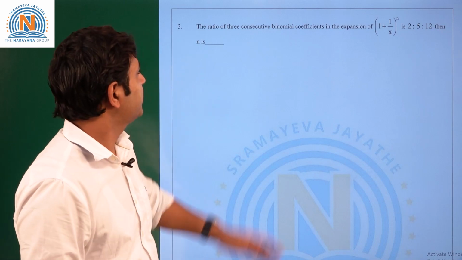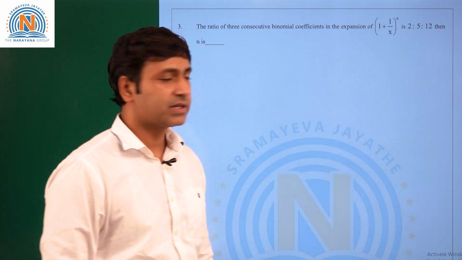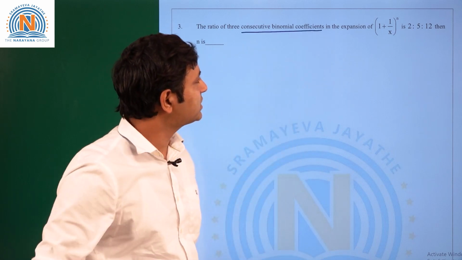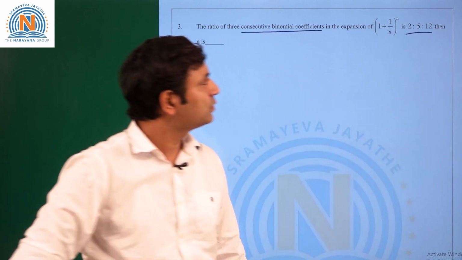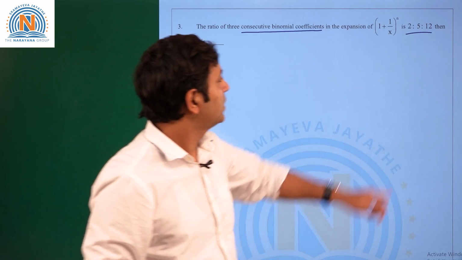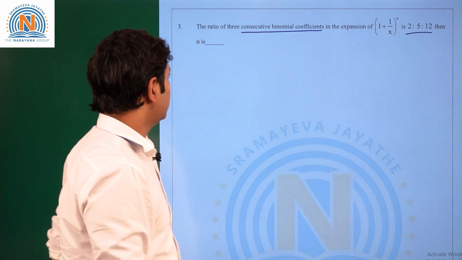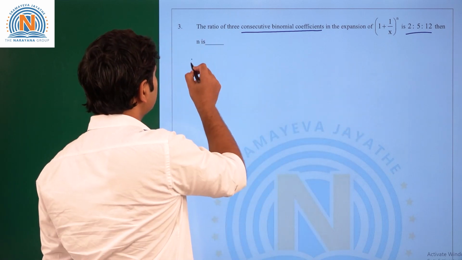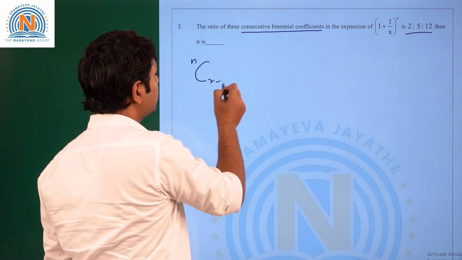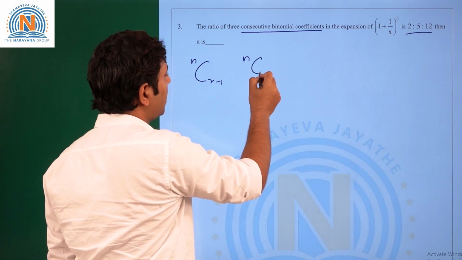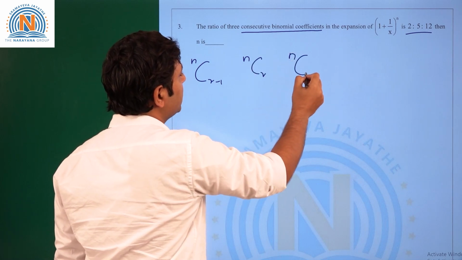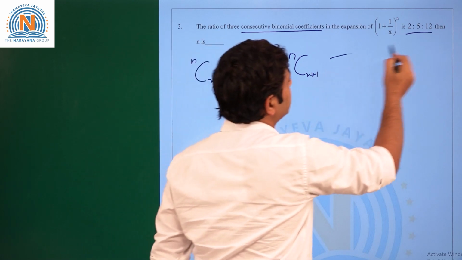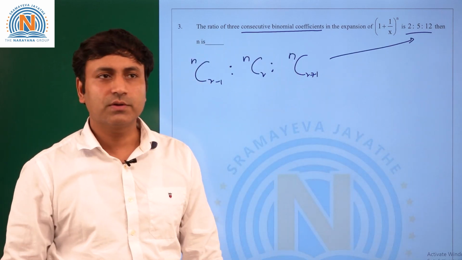In the next question, there is a binomial expansion of (1 plus 1 by x) to the power n, and consecutive binomial coefficients are in the ratio 2:5:12. We know that in this binomial expansion, let us take the coefficients as nCr minus 1, nCr and nCr plus 1. And let us take the ratios. These ratios are given as 2:5:12.